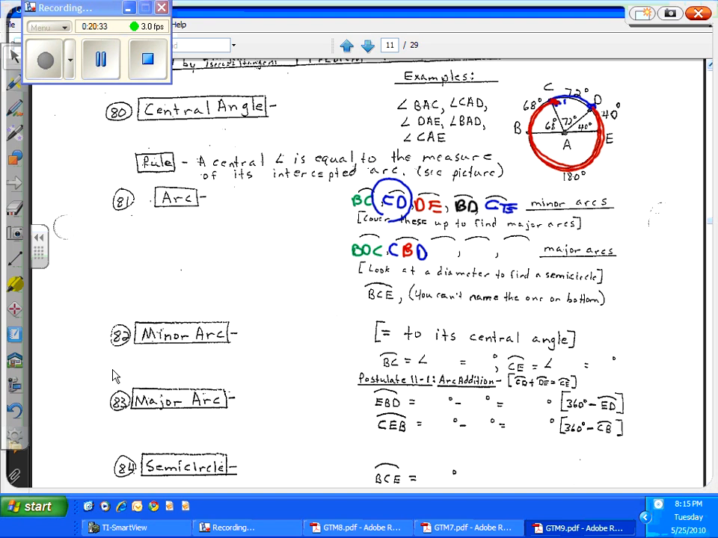If you want to name a semicircle, you find a diameter, because a diameter is going to cut that circle in half. A diameter, by definition, is a chord that passes through the center.